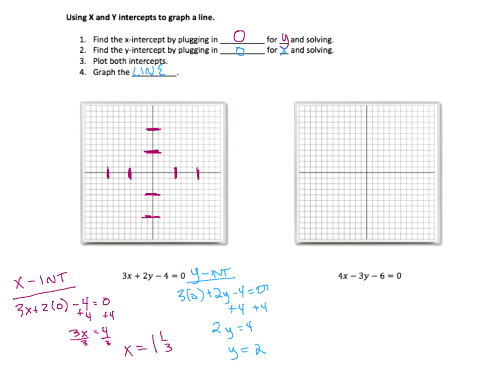Okay, so I have an x-intercept of 1 1/3. I'm going to go ahead and plot that in dark purple. 1 1/3 is about right here on the x-axis. And then I have a y-intercept of positive 2 right here. And then the only thing I have left to do is graph my line between them. Okay, that's it. See if you can do that next one on your own.